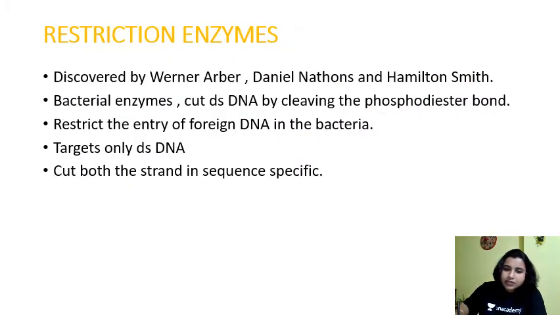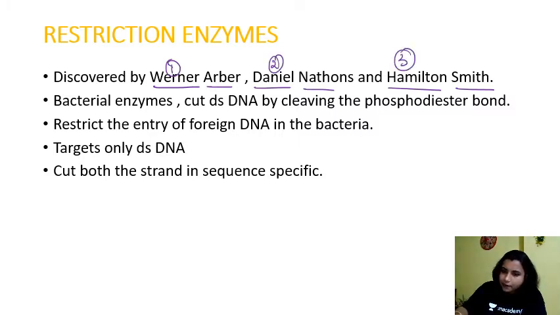Next, moving to restriction enzymes. If we talk about the restriction enzymes, these were discovered by Werner Arber, Daniel Nathans, and Hamilton Smith. So these are the 3 scientists who worked on restriction enzymes, right? The scientists were Werner Arber, Daniel Nathans, and Hamilton Smith, right? So these 3 scientists worked on the restriction enzymes.